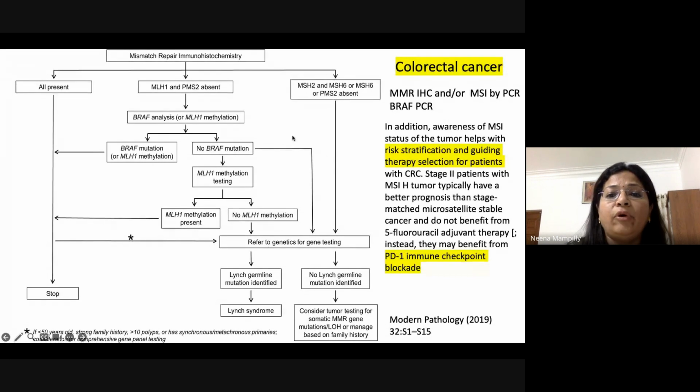Now, it is not only for finding out whether the patient has Lynch syndrome, but it also has other implications. For example, awareness of the MSI status of the tumor helps with risk stratification and guiding therapy selection for patients with colorectal cancer. Stage 2 patients with MSI high tumors typically have a better prognosis than stage matched MSI stable cancers and do not benefit from 5-fluorouracil adjuvant therapy. Instead, they may benefit from PD-1 immune checkpoint blockade. So, the implications of us doing the MMR IHC on all diagnosed cases of colorectal cancer are very widespread.